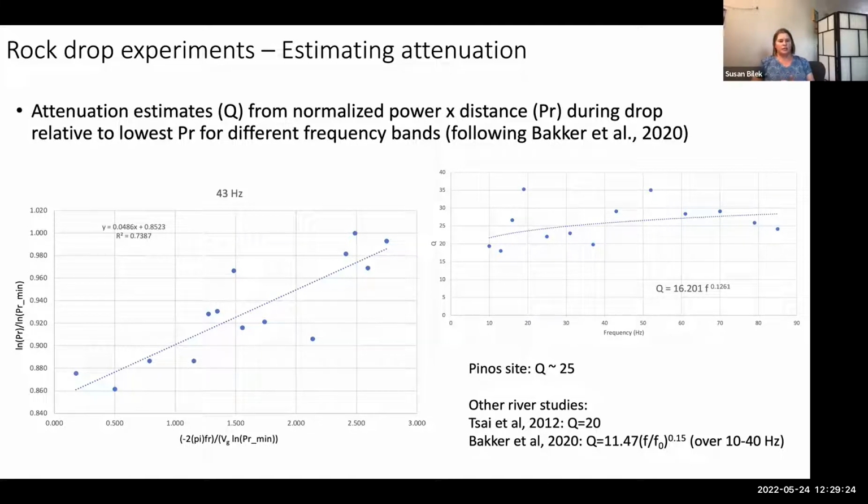In addition, we've used this data to estimate the attenuation at the site. And here I'm just using the normalized power times the distance during the drop relative to the lowest power times the distance to estimate Q, or the quality factor, as a function of frequency. And the example here is just a plot of that for a narrow frequency band around 43 hertz. We can combine this for a range of frequencies and look at how that Q, that quality factor, varies as a function of frequency. For our outlet site, a Q of about 25 looks to be pretty reasonable over the frequency range of interest that we're working in. And those values of Q are somewhat similar to some other river studies that have been published.